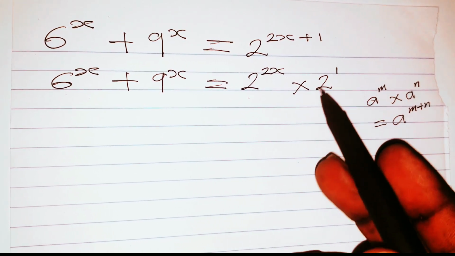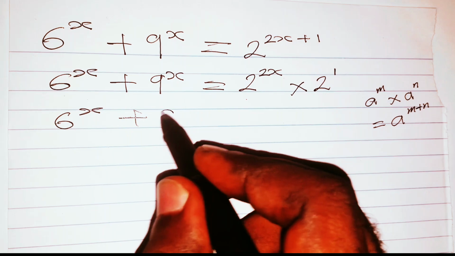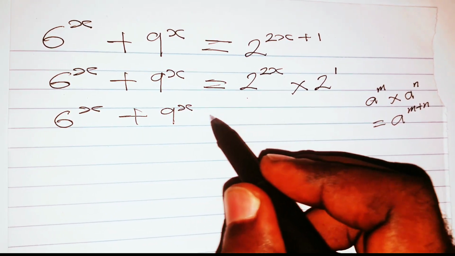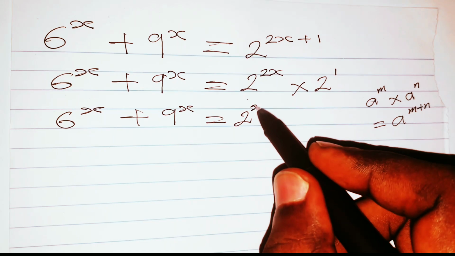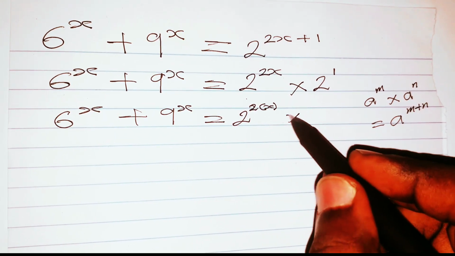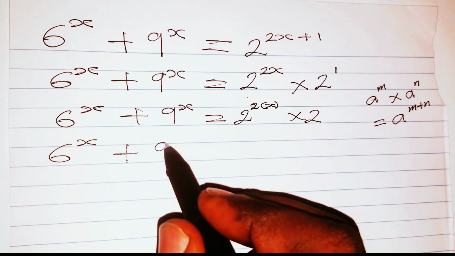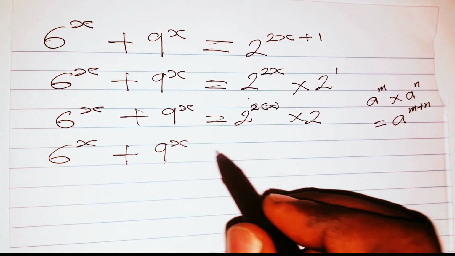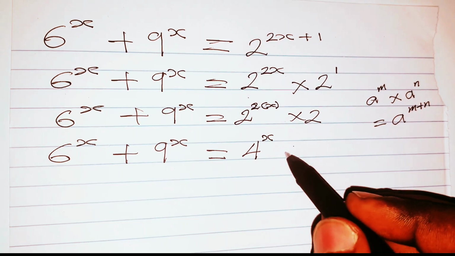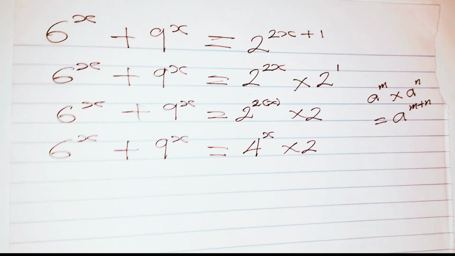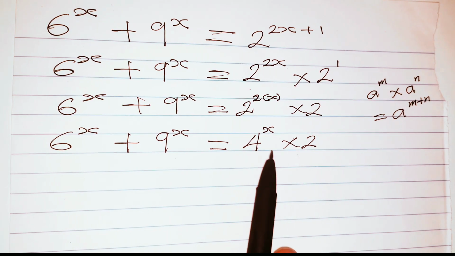And then we need to express it this way: 6 raised to the power of x plus 9 raised to the power of x equal to 2 raised to the power of 2x, that is 2 raised to the power 2 multiplied by x, times 2. And then we write 6 raised to the power of x plus 9 raised to the power of x equal to 2 squared, here is 4, raised to the power of x, then multiply by 2. And then let's divide all through by 4 raised to the power of x.